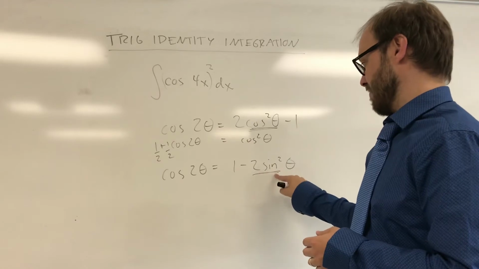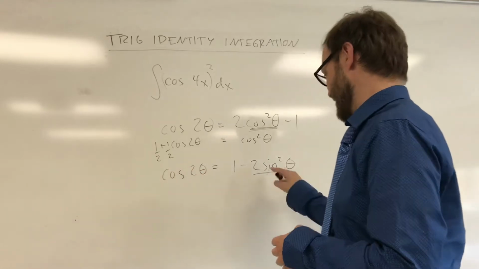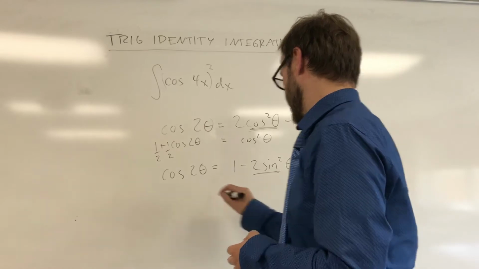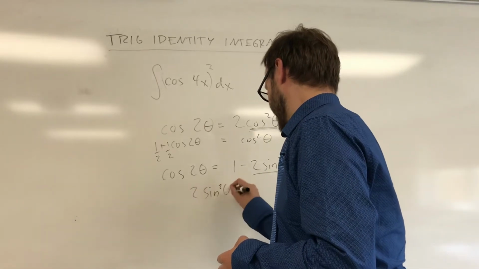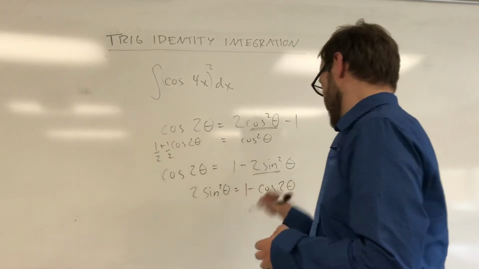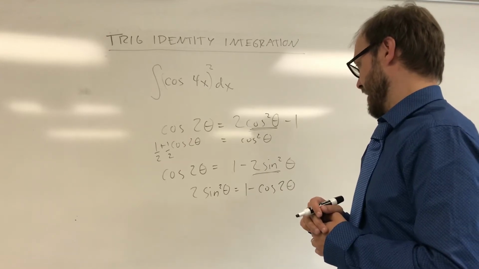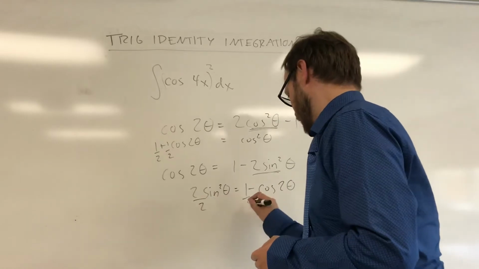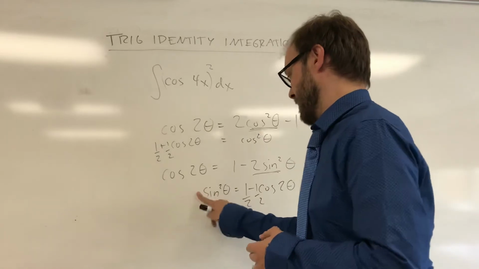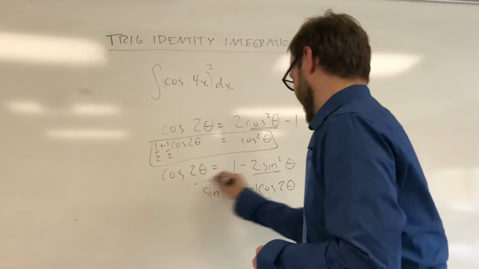And then same kind of thing over here. I could solve for sine squared of theta here. I'm going to move this to the other side. So 2 sine squared of theta would be equal to 1 minus cosine of 2 theta. And then I could divide everything by 2, and I would get 1/2 minus 1/2 cosine of 2 theta is equal to sine squared of theta. Okay? These are the 2 identities that you want. This one right here and that one right here.